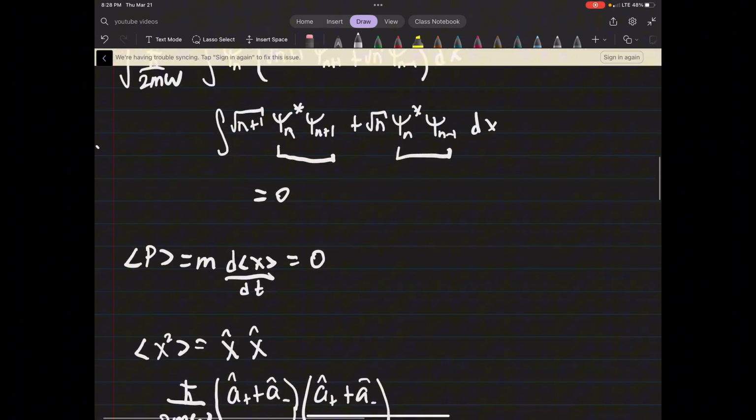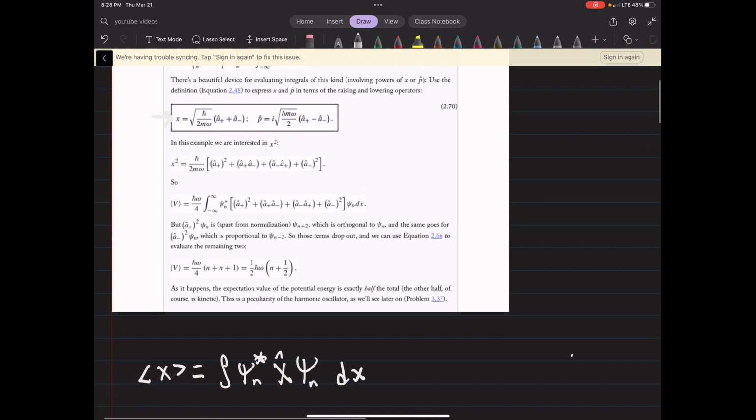This is using our ladder operators to work out expectation values.